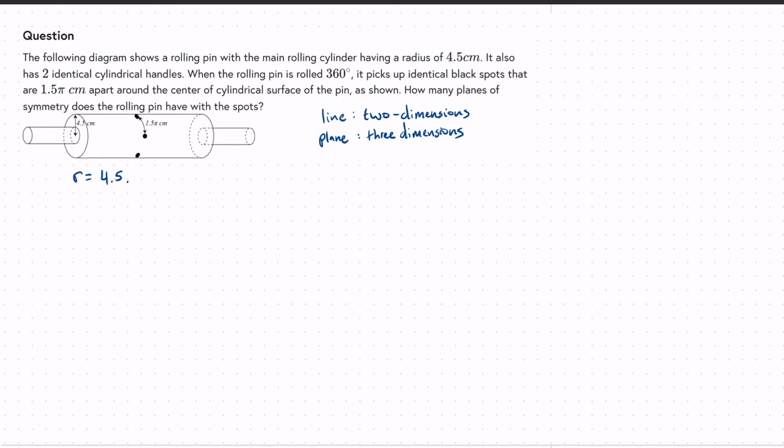Okay, so immediately, if I'm looking directly at this, I can see that there's going to be, excuse my drawing, right? The rolling pin is going to look like this. We're going to have some number of dots here. We don't know what that is yet. But down the middle, the left-hand side is going to look exactly the same as the right-hand side. So I can already see one plane of symmetry.